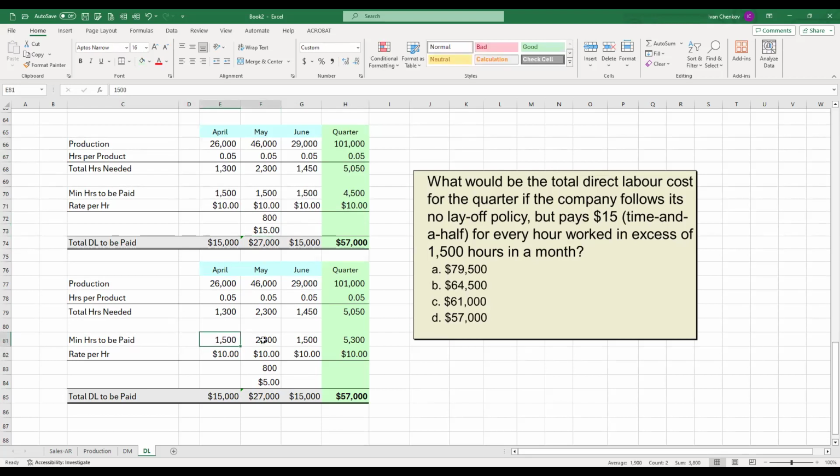I'm paying for the 53,000 hours. I'm paying them $10. The question is, on how many of those hours, because that's the total hours they're working, I already paid them $10, do I need to pay $5 additional dollars? On the 800 excess in May. Yes. 800 times 5, that's 4,000. That's 57.